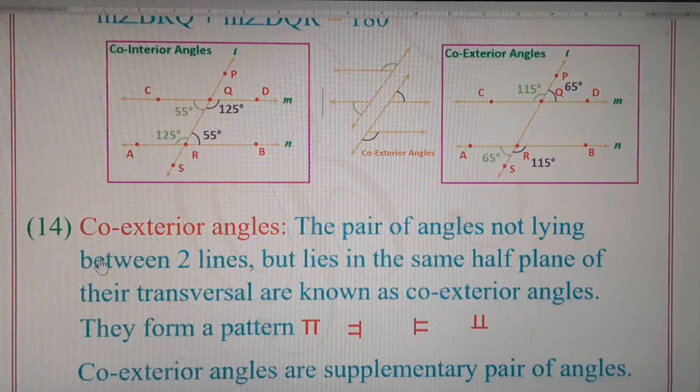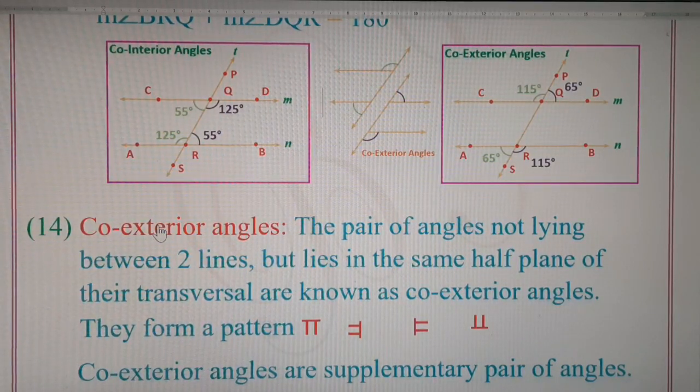Let's go to the next type of pair of angles, that is co-exterior angles. Number 14, co-exterior angles. The pair of angles not lying between two lines, but lying in the same half plane of the transversal, those two angles are known as co-exterior angles.